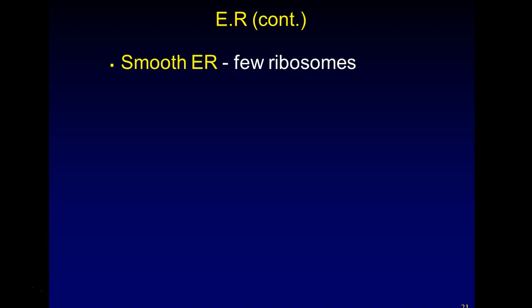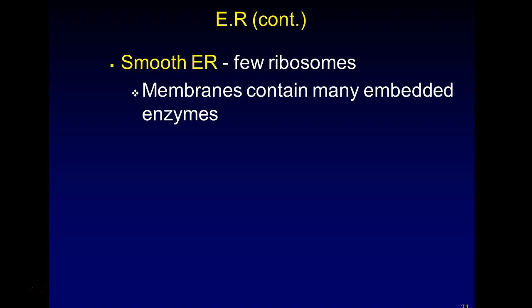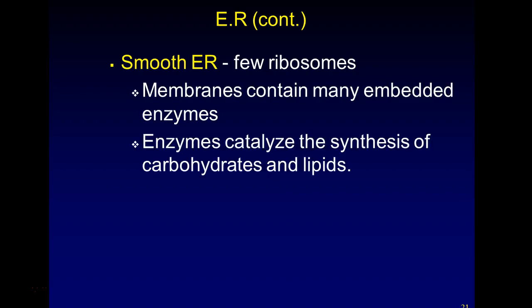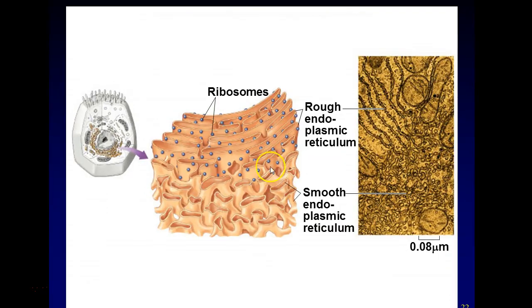The smooth ER has very few ribosomes, if any. Its membranes contain many embedded enzymes. Enzymes catalyze the synthesis of carbohydrates and lipids. So let's take a look here. We have our smooth ER, we have our rough ER. The cisternal space, I know I said that word earlier and you probably are wondering what it means. We're talking about the space inside of the membranes, the cisternal space. So you have ribosomes on the rough ER, and in our smooth ER there's a lot of enzymes embedded into the membrane, and it's just what it looks like under a microscope.